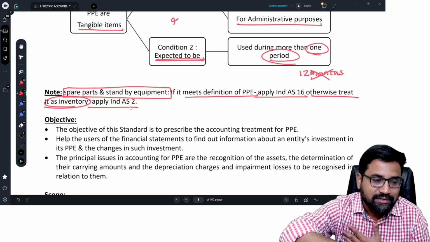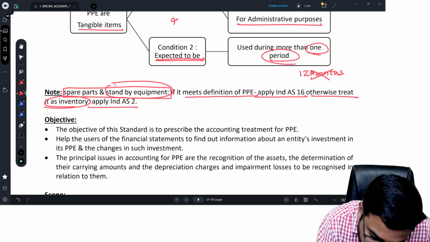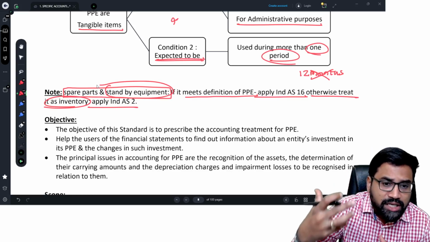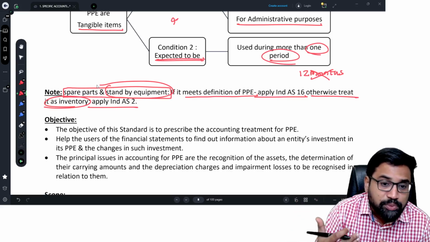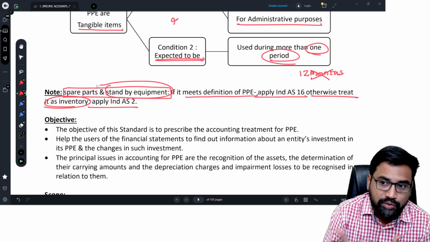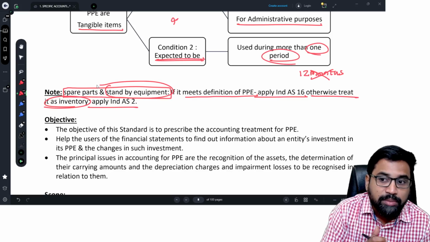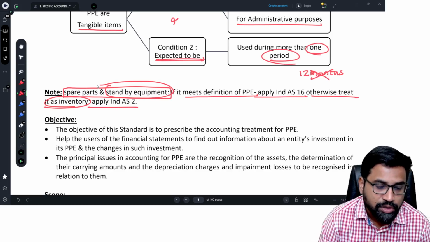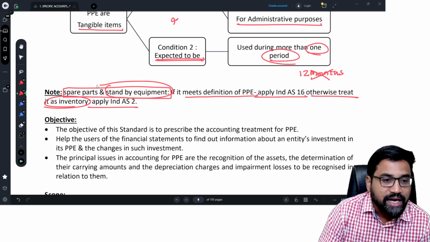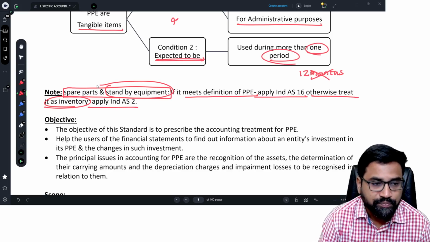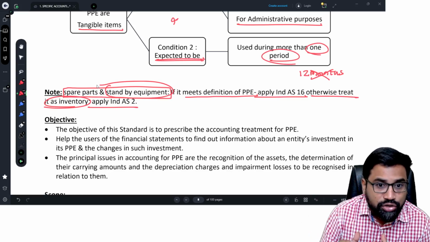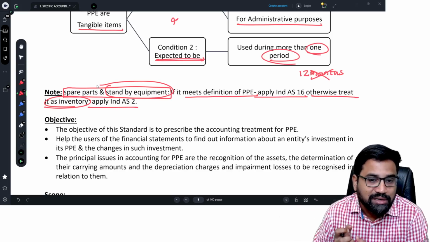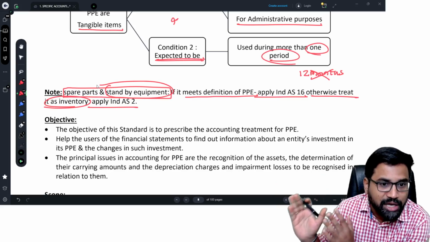So apply that standard. Similarly, the same treatment is applied for standby equipment. What is standby equipment? Sometimes certain equipment we use in the factory may fail for any reason, maybe breakdown, or because we use it for overtime or overloading, the equipment may not function. So in such a situation, in order to make sure that production will continue, we will keep one standby equipment. What is the accounting treatment of that standby equipment?